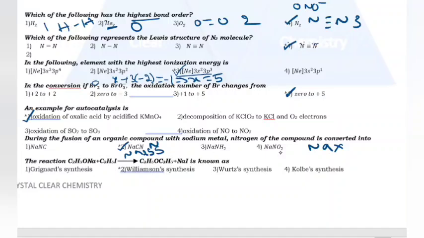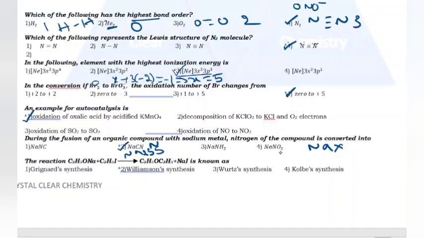Next one, the reaction of sodium ethoxide and ethyl iodide, where ether is obtained. So we can easily recognize that it is the Williamson synthesis, which is again a named reaction and a very important reaction in order to prepare ethers. So sodium or potassium alkoxides with alkyl halides readily give ethers, right?